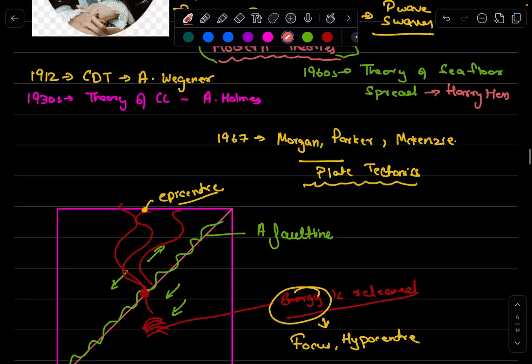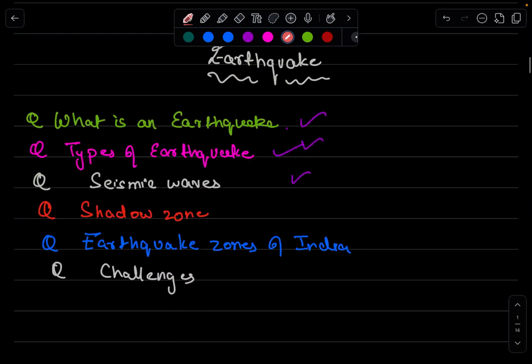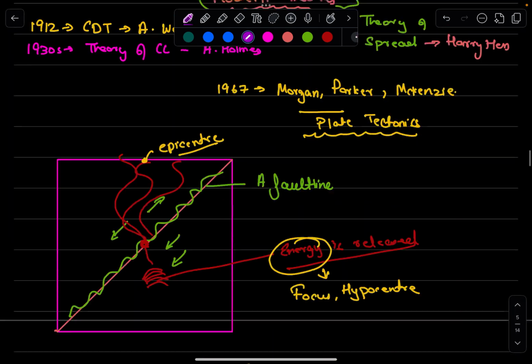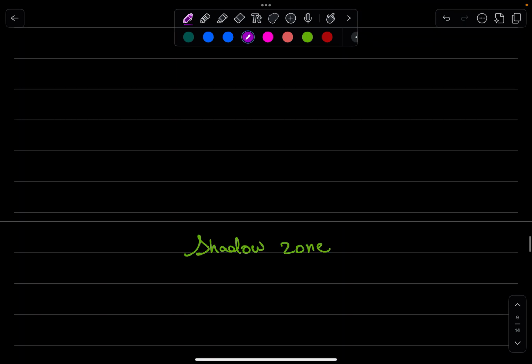Alright, so we did so many things. Let's just look at what is left for us. Shadow zone. How can we forget the shadow zone? Shadow zone is very important, guys. Let's talk about the shadow zone because it could come in your paper as well.